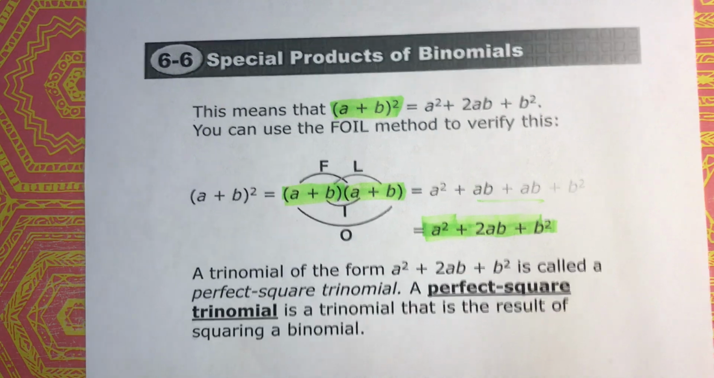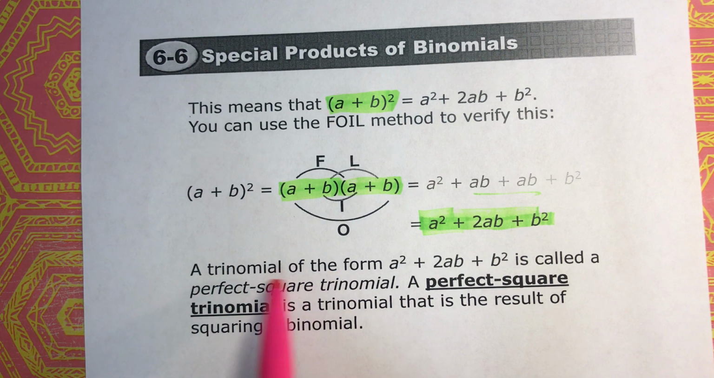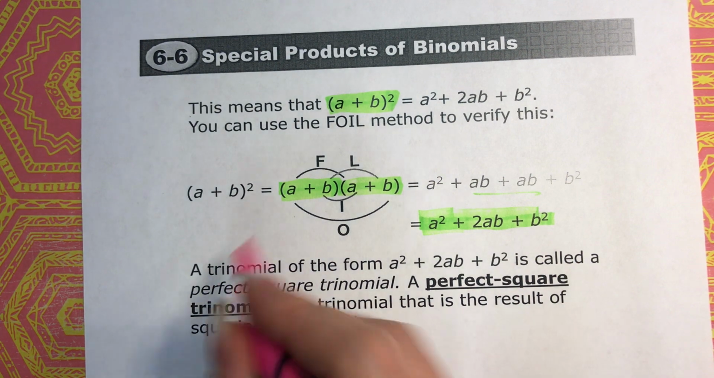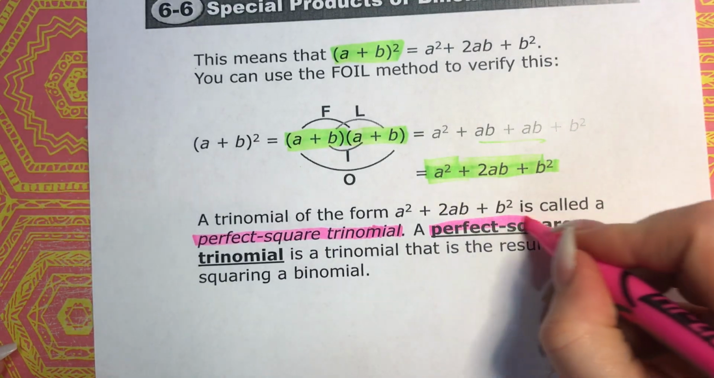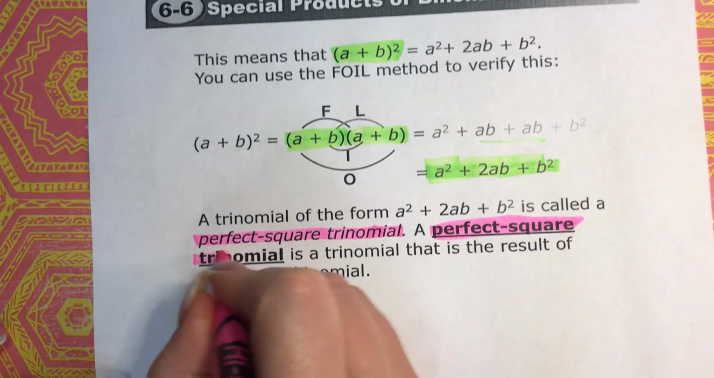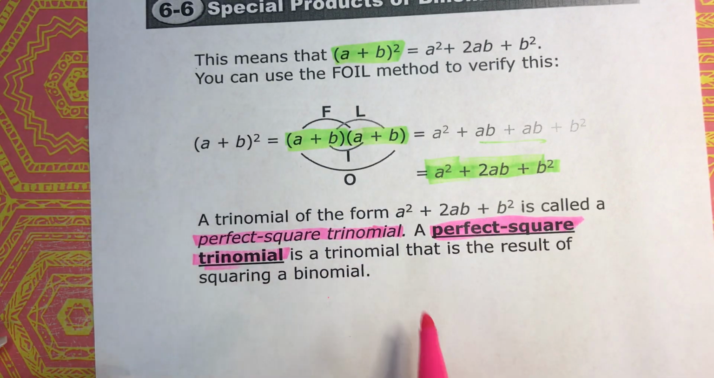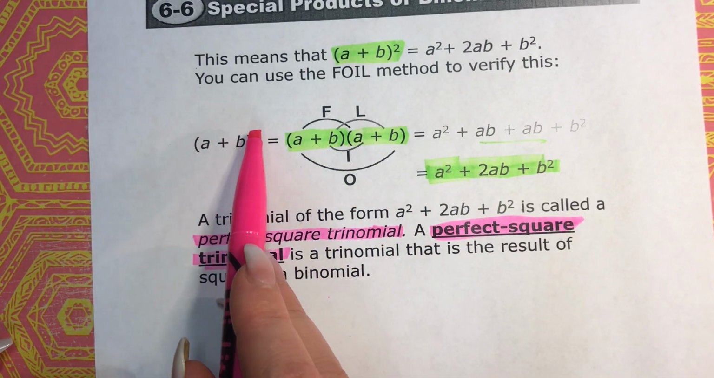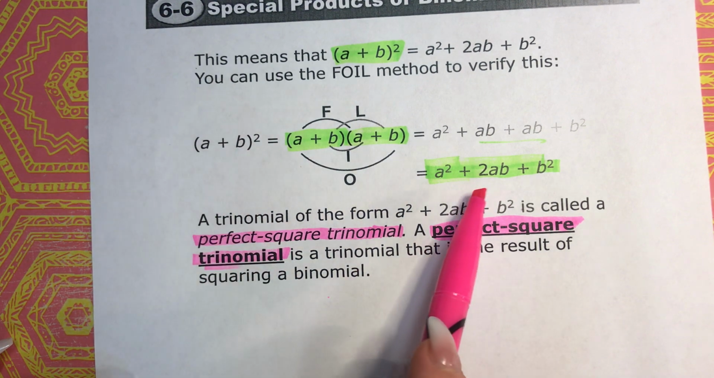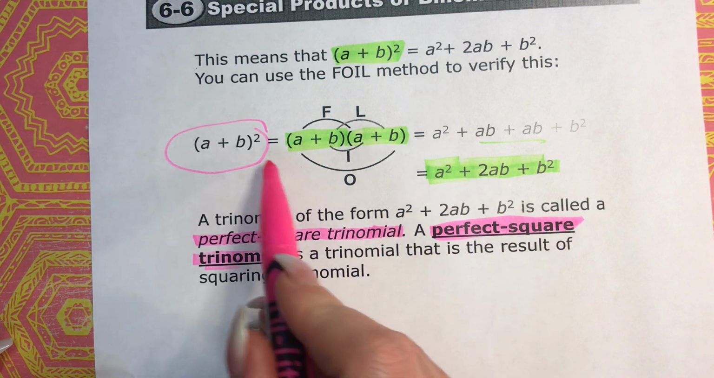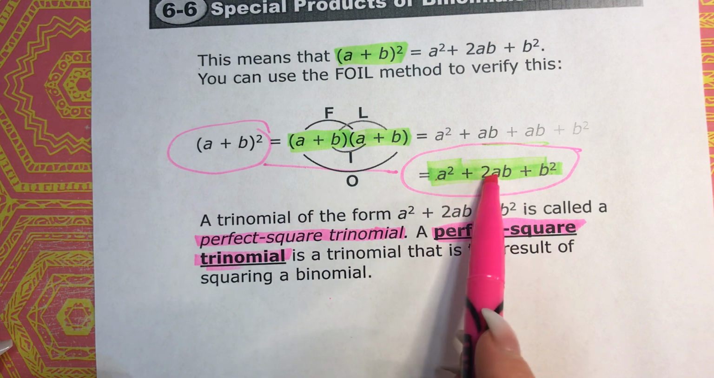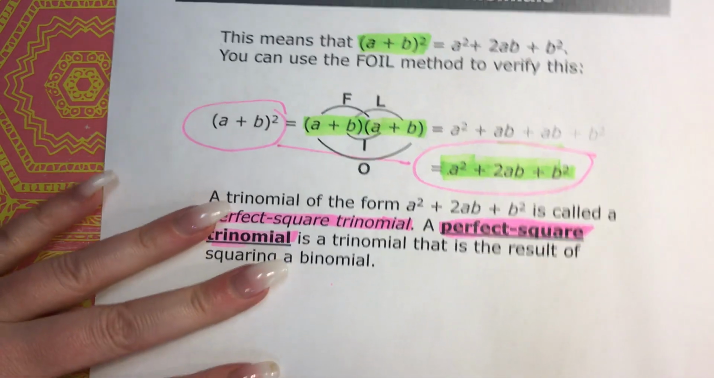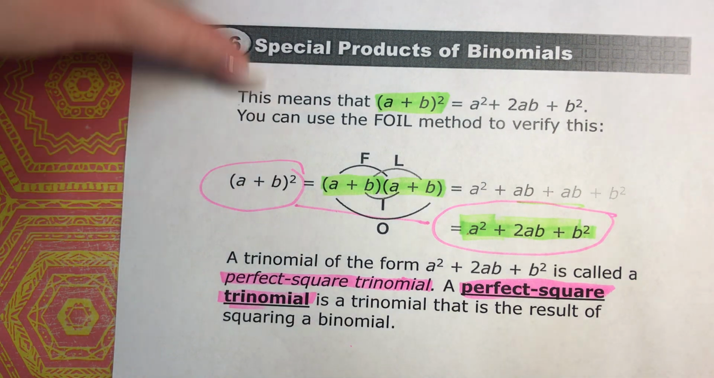So this says a trinomial of the form a squared plus 2ab plus b squared is called a perfect square trinomial. So a perfect square trinomial is a trinomial that is the result of squaring a binomial. So this is our binomial that's squared, and what you get is a perfect square trinomial, where this is squared, and then this middle term is 2ab. Okay, so let's go ahead and look at some problems.